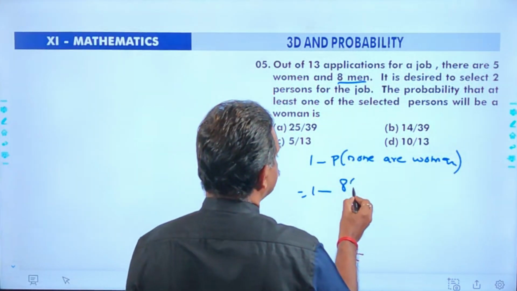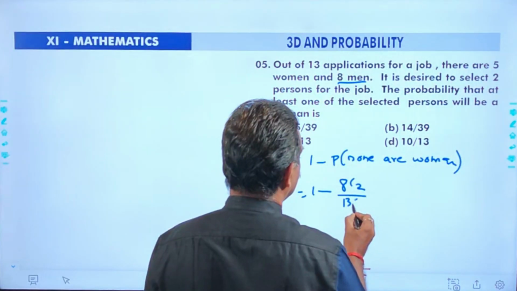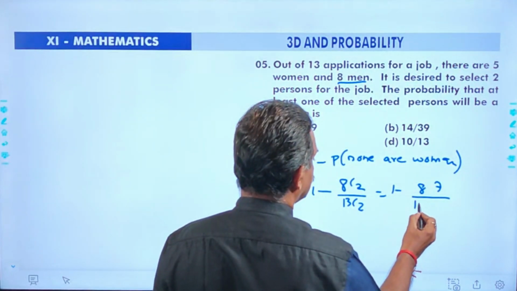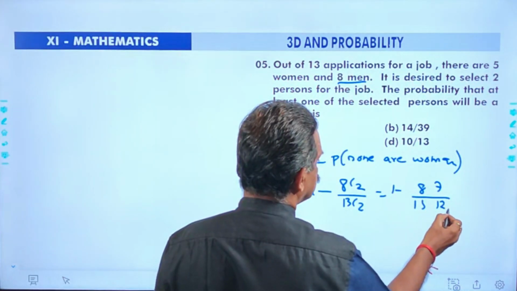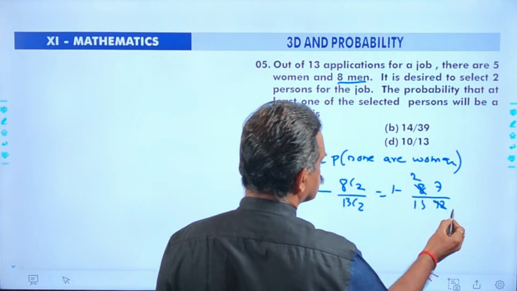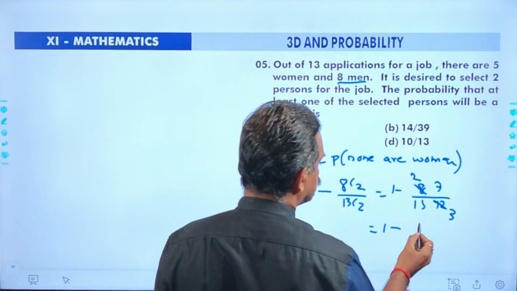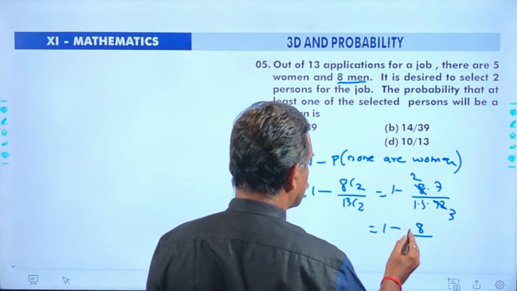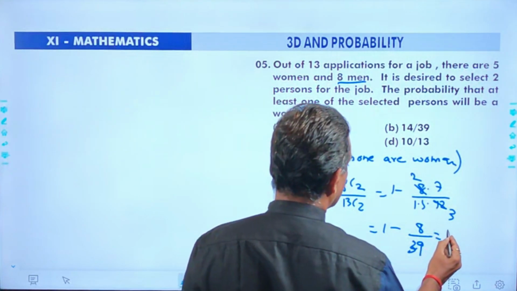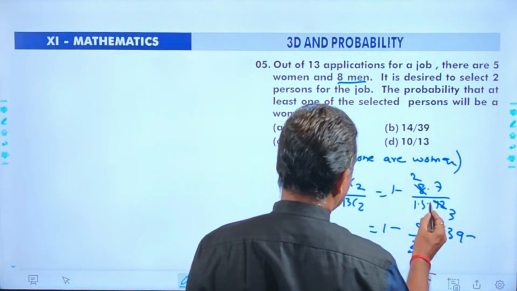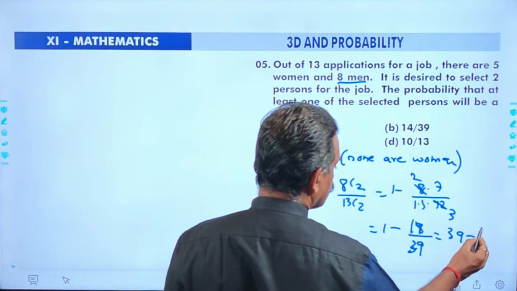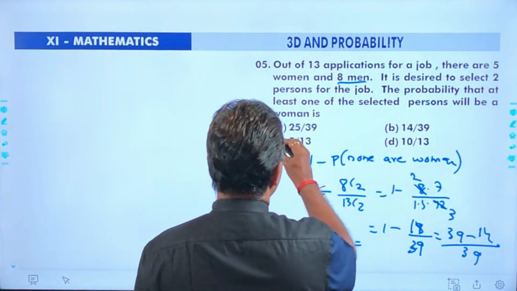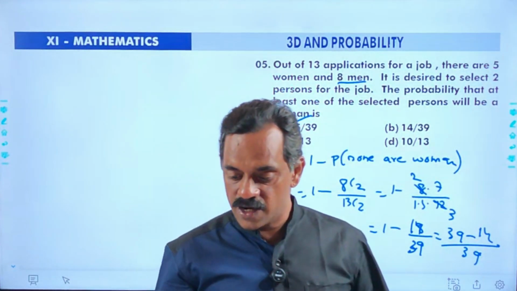So that is equal to 1 minus none are women, which means all are men. So it will be 8C2 by 13C2. So it will be 1 minus 8 into 7 by 13 into 12. So this becomes 2, this becomes 3, giving 1 minus 14 by 39, which is 39 minus 14 by 39, equal to 25 by 39. Choice A is the answer.